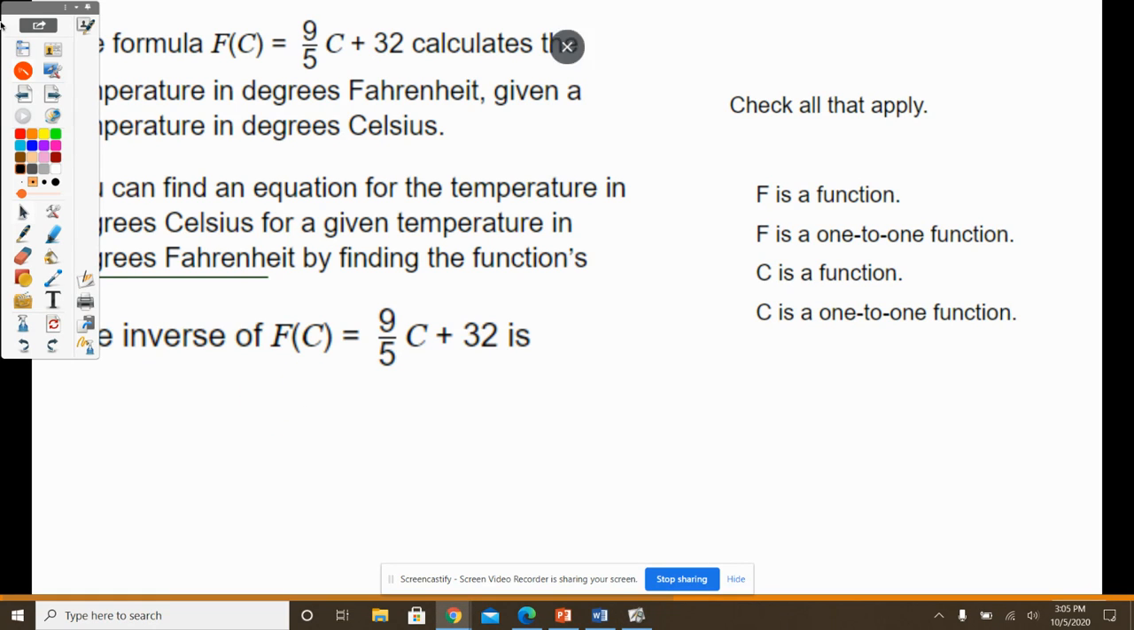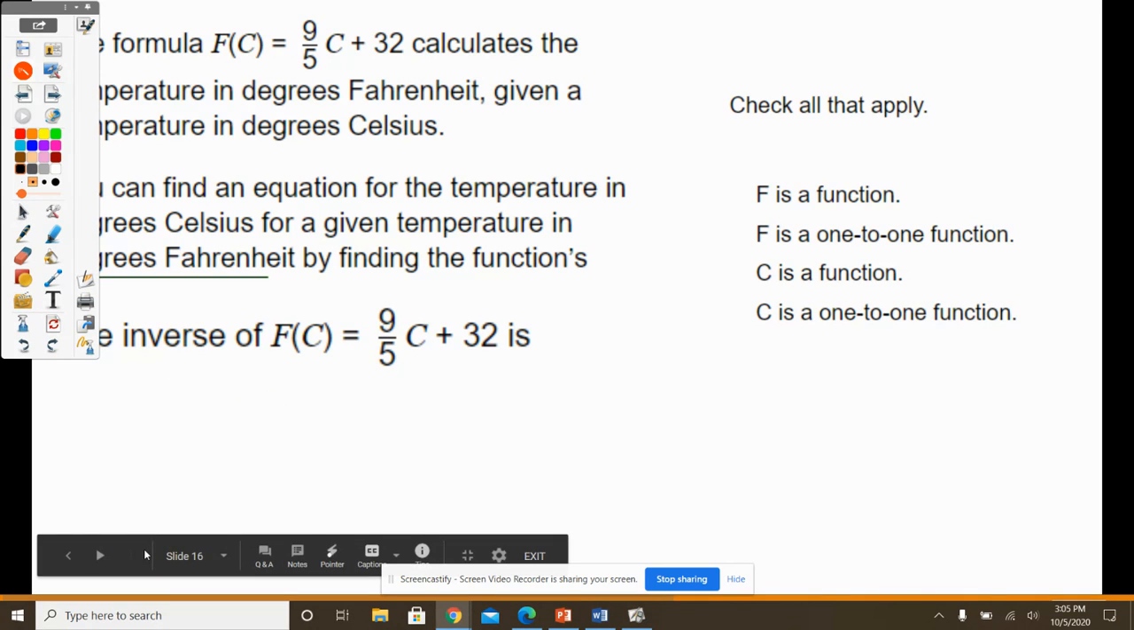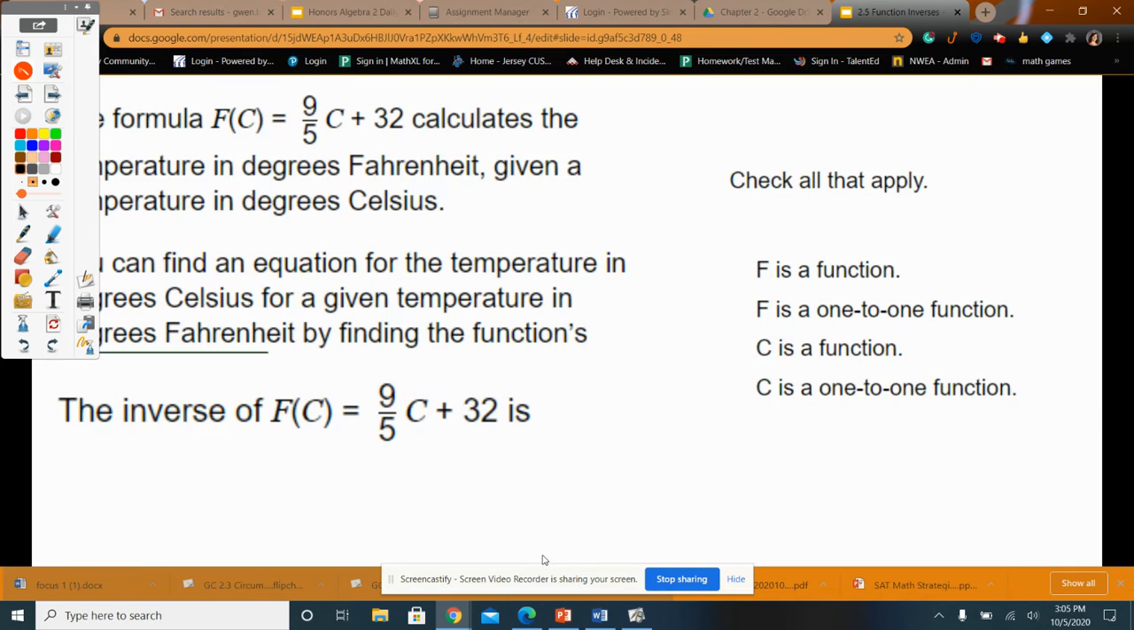Okay, I think that's it. I'm pretty sure anyway. Nothing's happening when I click. So that will be it for inverses. Good luck on your quiz.